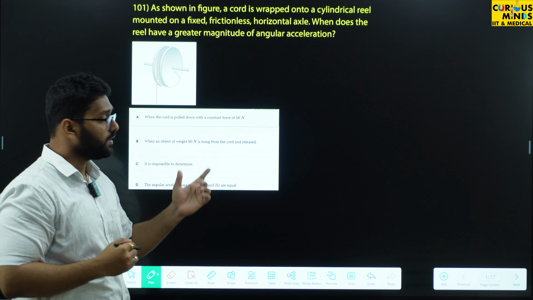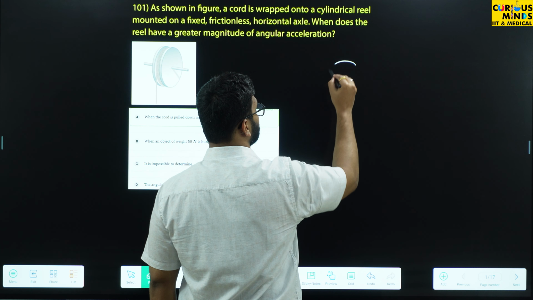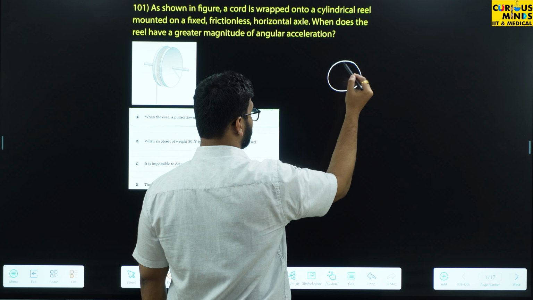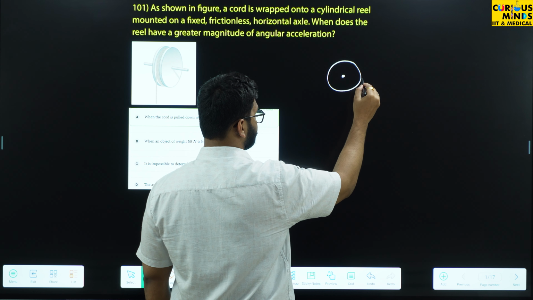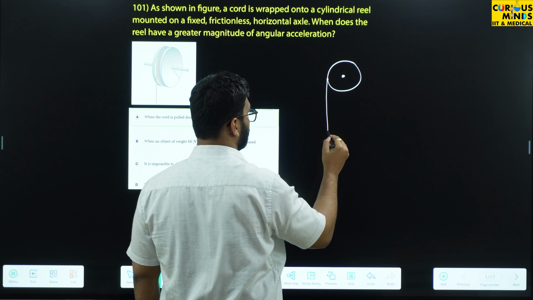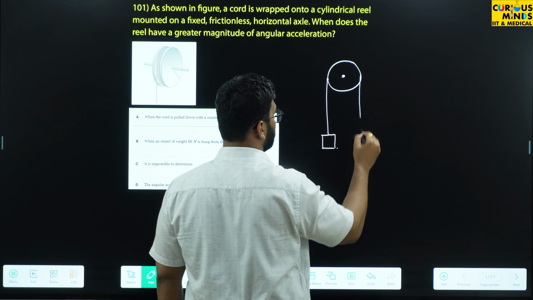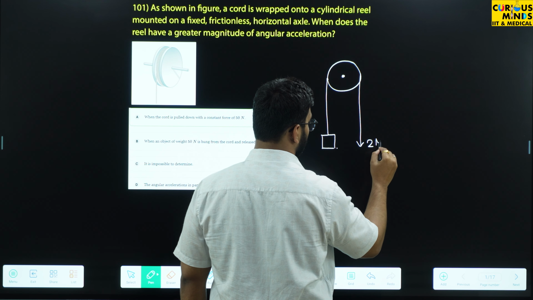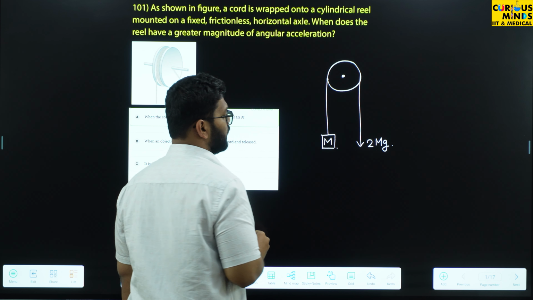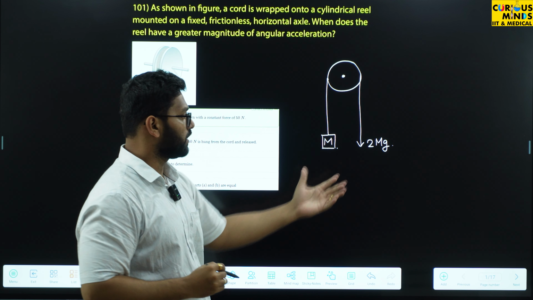Okay, let's look at this situation. Let's say we have this reel, this cylindrical, disc shaped pulley, and here we have a certain mass which we are pulling down with a certain force. Let's say 2mg is the force with which we are pulling this, and this is the mass m. Okay, now this is the first case. These numbers are just for reference.